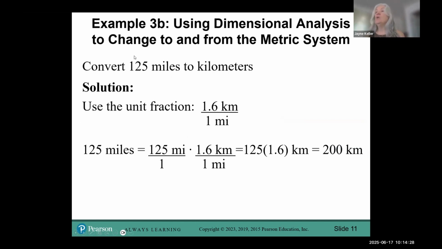All right, so converting 125 miles to kilometers, I'm going to make sure that I use that conversion factor. 1 mile is 1.6 kilometers. So if I'm converting from miles, those need to be in the denominator, and the new units, kilometers, need to be in the numerator. And then remember, I can write 125 as 125 over 1 to remind me when I'm multiplying those fractions. And then notice that the miles in the numerator cancel with the miles in the denominator. So I have 125 times 1.6 kilometers, 200 kilometers, approximately.